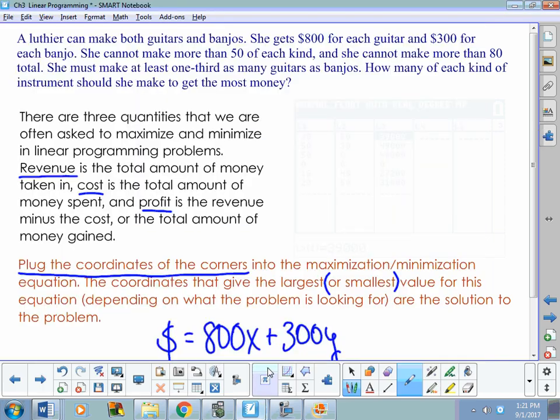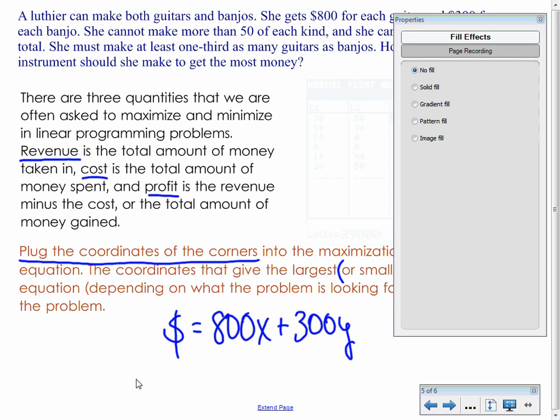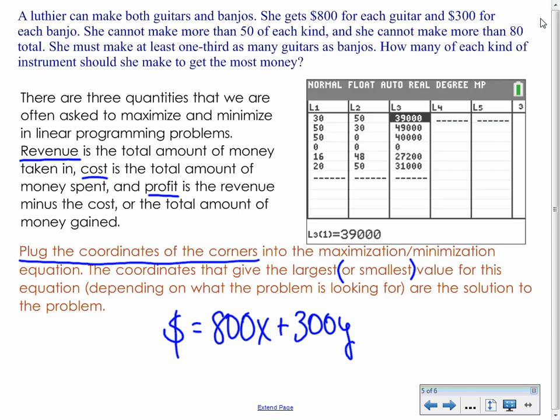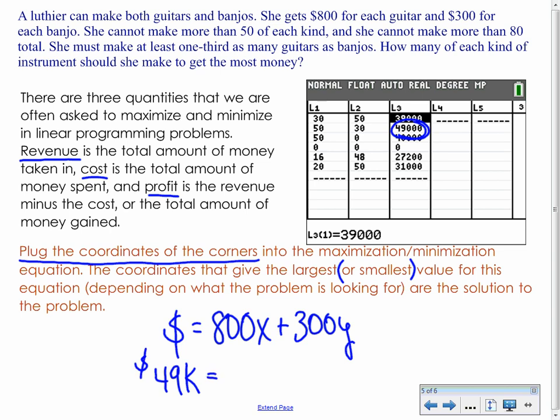Back into our example, there's the same thing, so $49,000. So the answer is you will make $49,000 if you make 50 guitars. Whoops, let me do this. I won't even make it into an equation. If X equals 50 and Y equals 30.